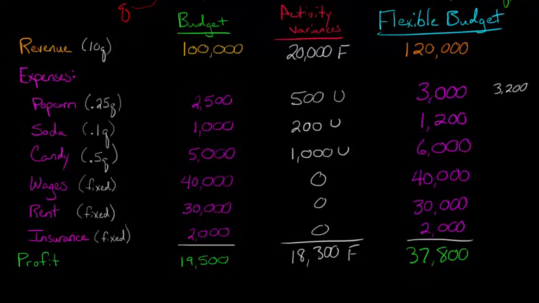Well, that's going to be a completely different type of variance when we start getting into the actual results versus the flexible budget. Then we can start thinking about things called revenue and spending variances, which we're going to get into in our next video.